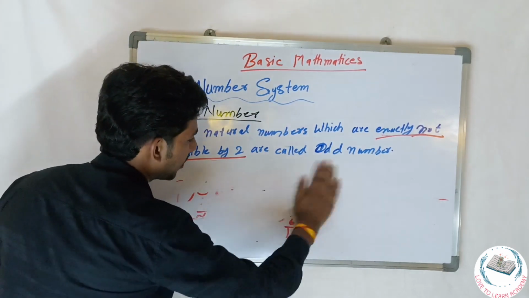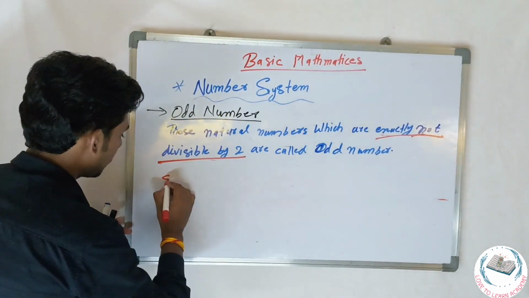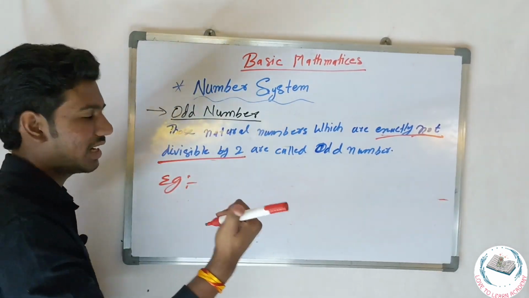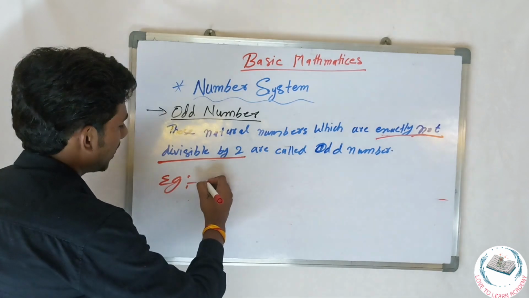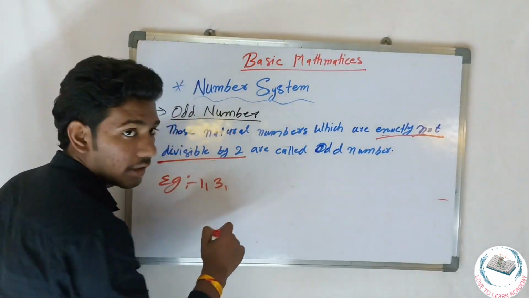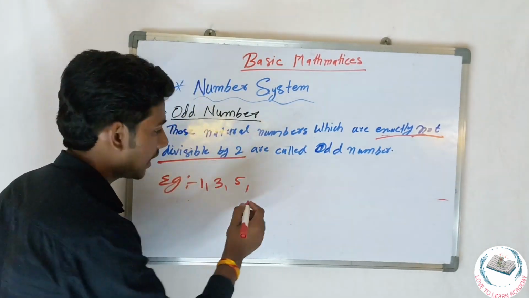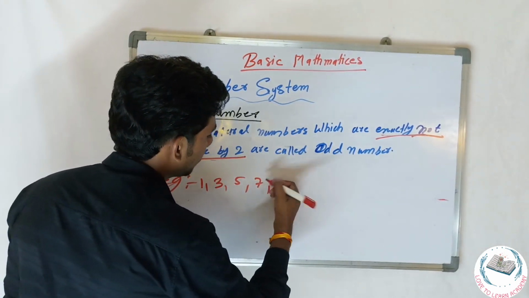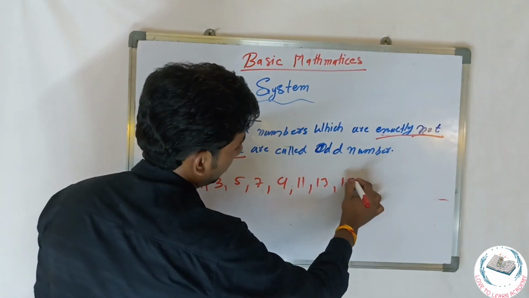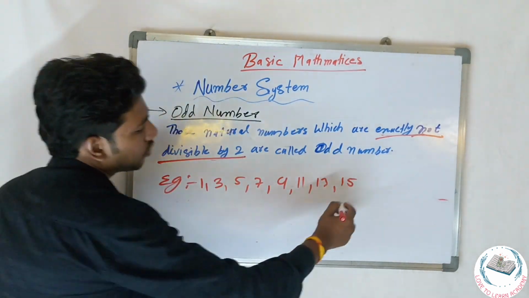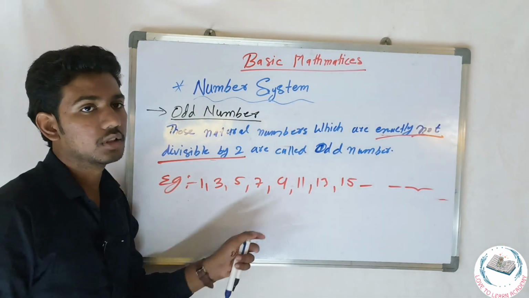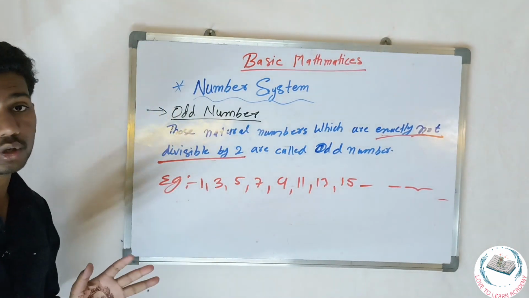Now I write examples of odd numbers. Odd number examples: 2 can't be, so 1 will be an odd number, and 3, 5, 7, 9, 11, 13, and 15. These are not divisible by 2, and so on. These are known as odd numbers. This is the definition of odd numbers. I hope you understand that.